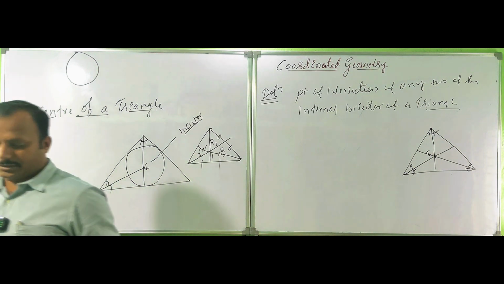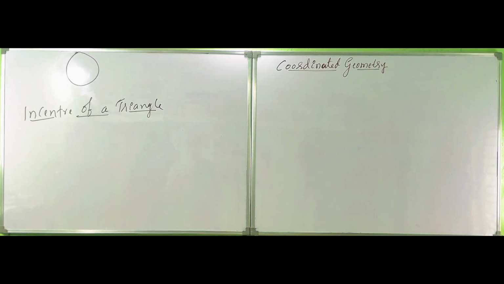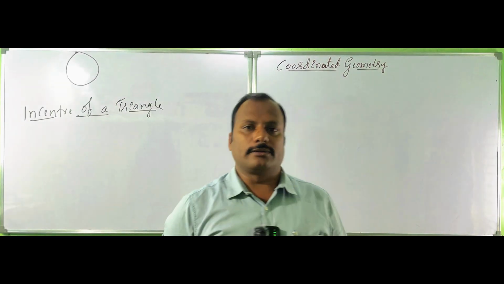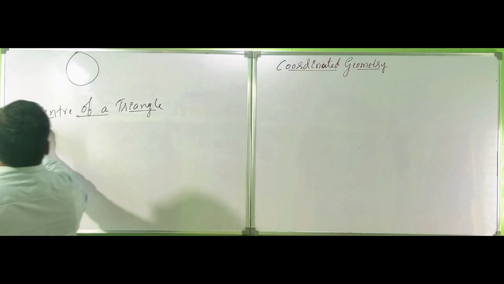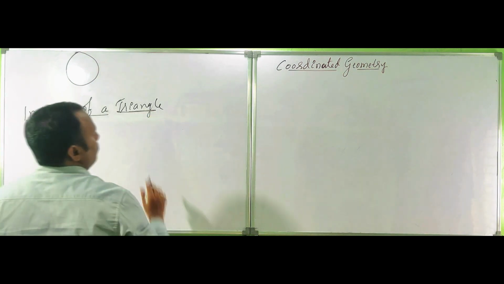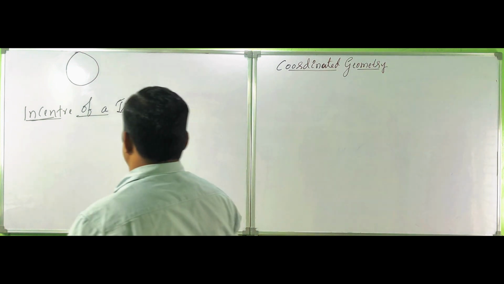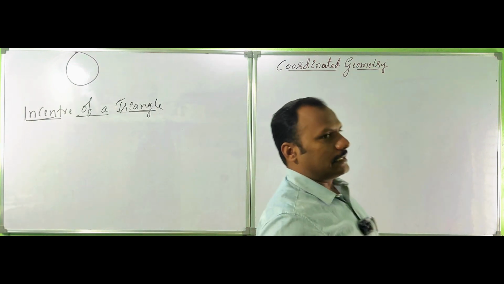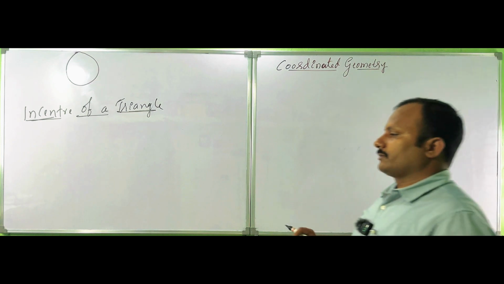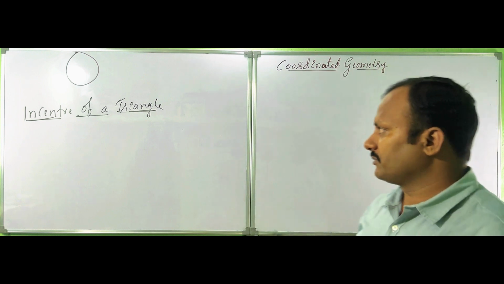So the picture is shown. Let's derive the formula for this. Let's find the incenter of a triangle, given the points of the triangle. To find the incenter, we find the point of intersection of the bisectors.